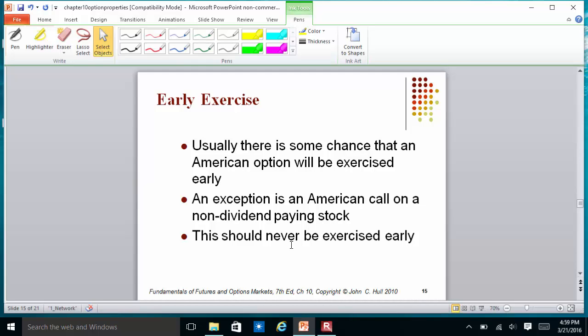The last thing we want to talk about is early exercise. Usually there is some chance that an American option will be exercised early. So when do you think you might want to exercise an American option early? The first example would be the case of a non-dividend paying stock.